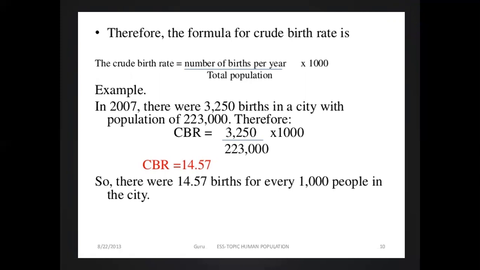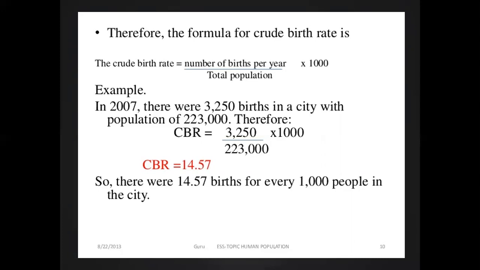Here is an example. Here the total births equal 3,250 and the total population equals 223,000. By putting in the values, we can easily calculate the crude birth rate.